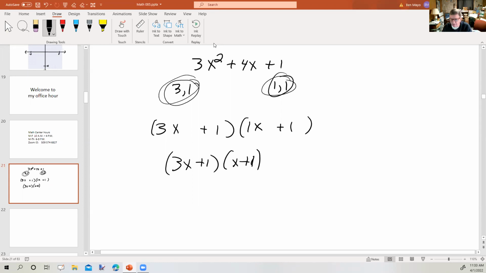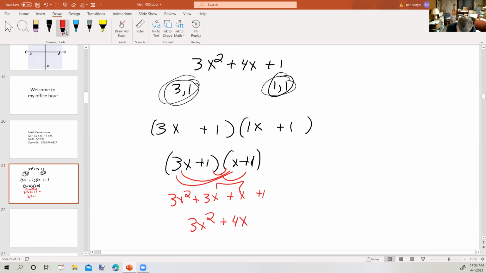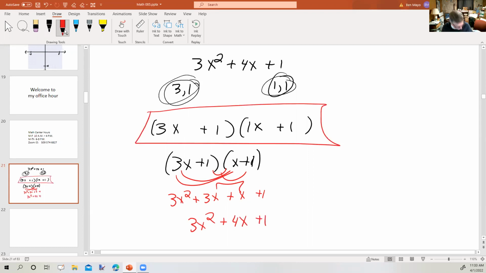Factoring it this way is fairly simple here because there's only one possibility. Again, checking our work: 3x squared plus 3x plus 1x plus 1. Combining like terms, 3x squared plus 4x plus 1. So it checks.